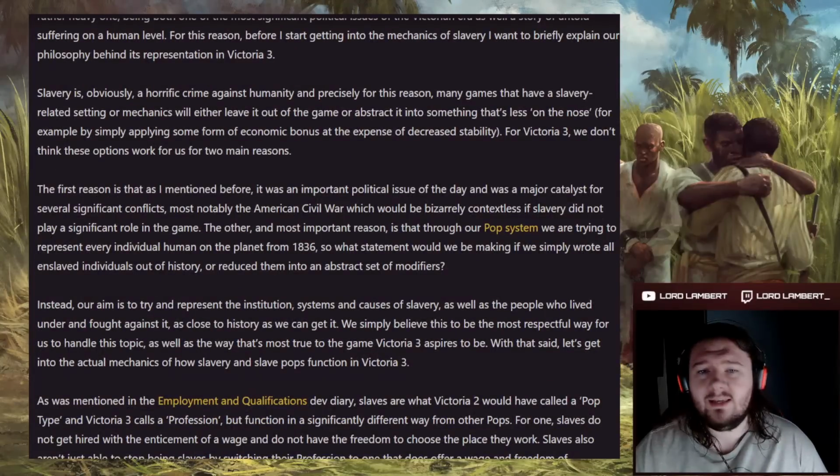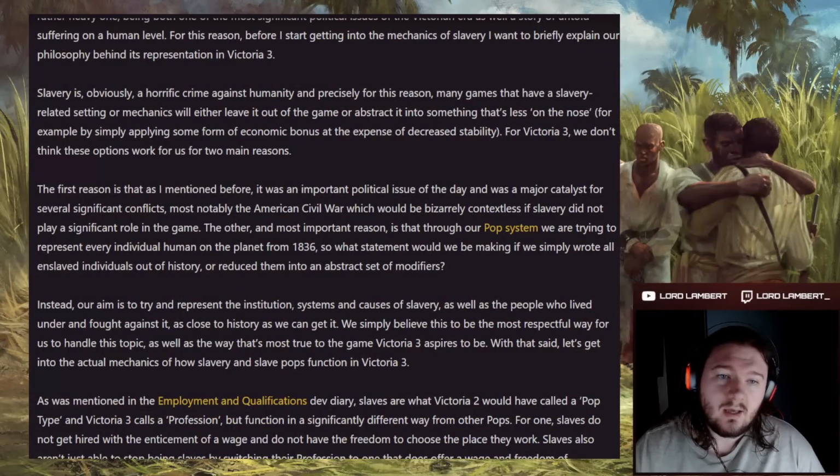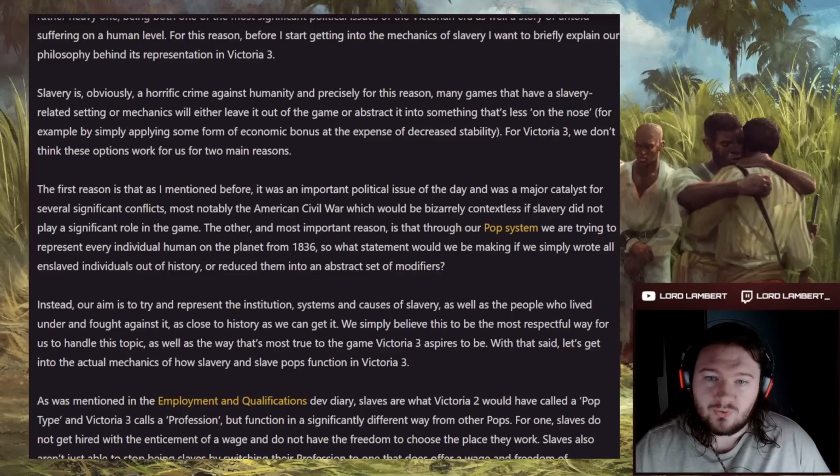Slavery is obviously a horrific crime against humanity, and precisely for this reason many games that have a slavery-related setting or mechanics will either leave it out of the game or abstract it into something less on the nose, for example by simply applying some form of economic bonus at the expense of decreased stability. For Victoria 3, we don't think these options work for us for two main reasons.